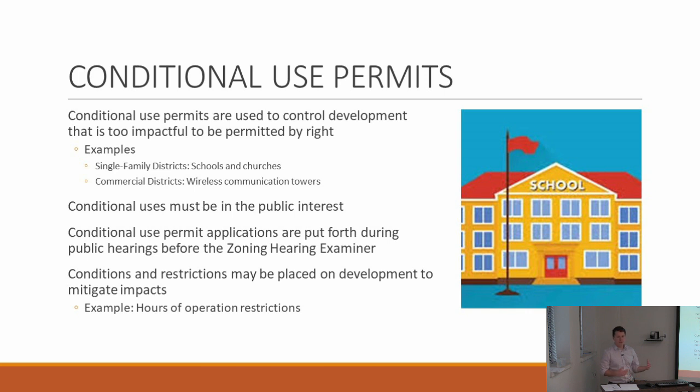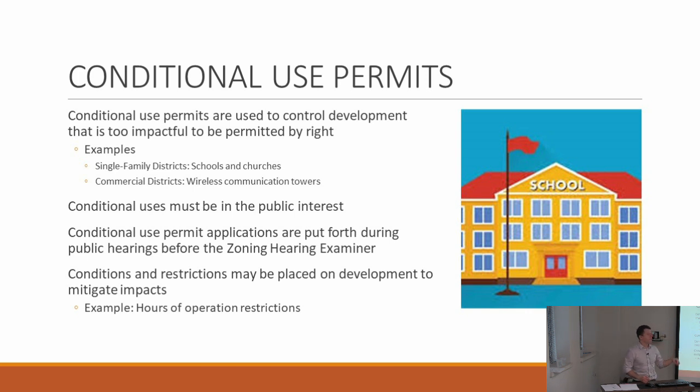So within residential areas, for example, you can have a school, but a school requires a conditional use permit because it's a much more intensive activity. There's going to be a lot more traffic. It's going to generate a lot more noise. So you can't just develop it by right. You've got to go through a special process where you get approved and you receive your zoning permit to do that. Schools and churches are big ones in residential areas.